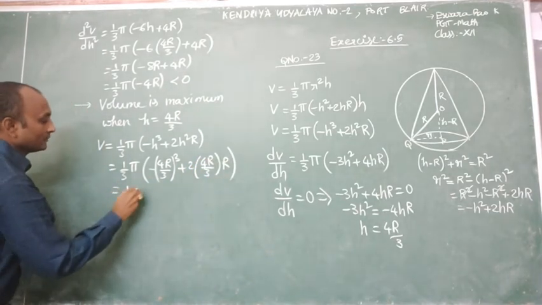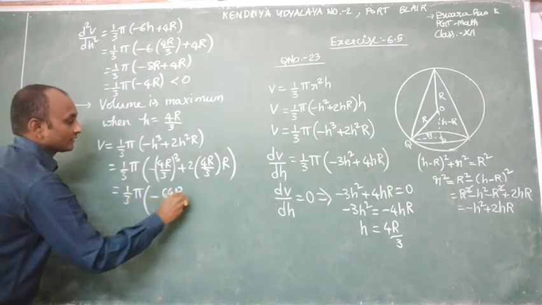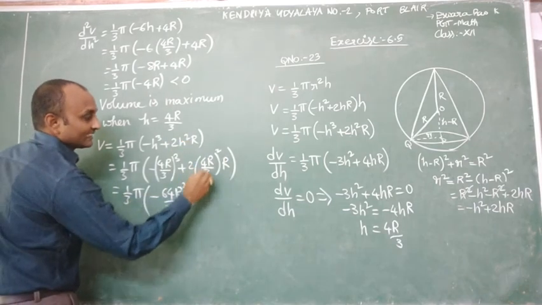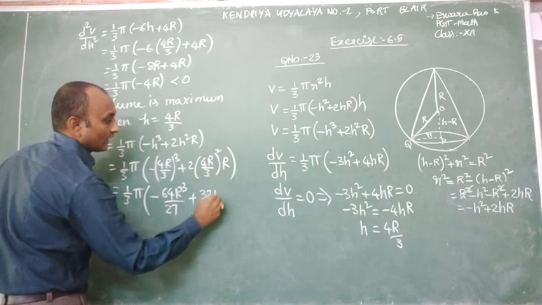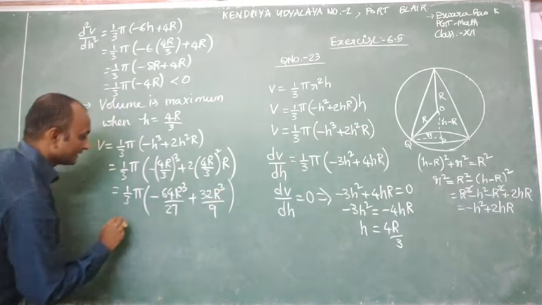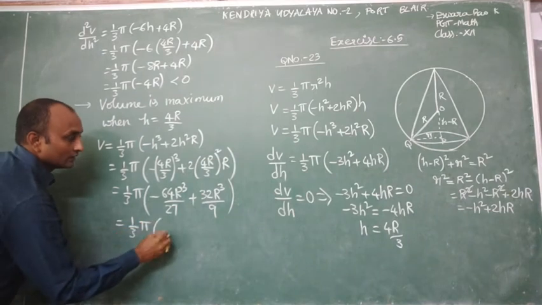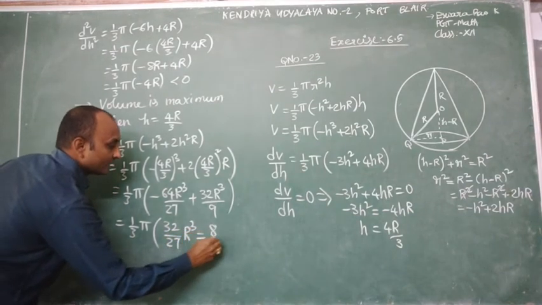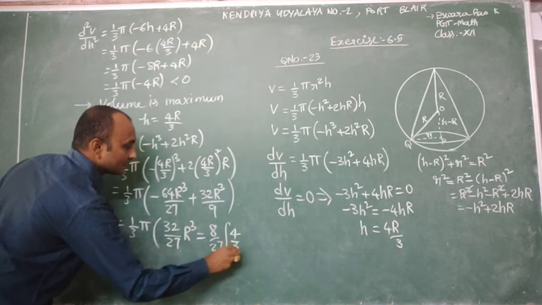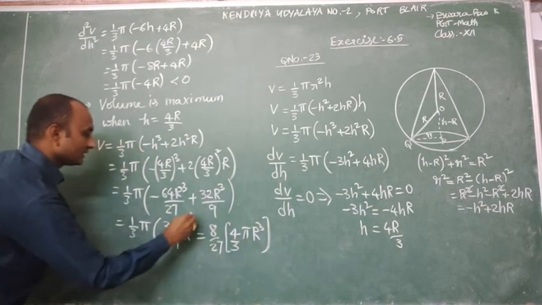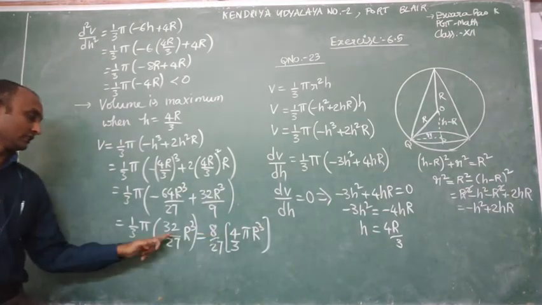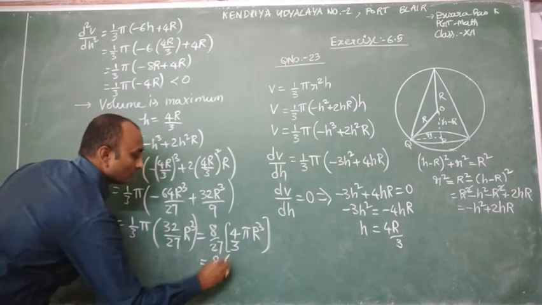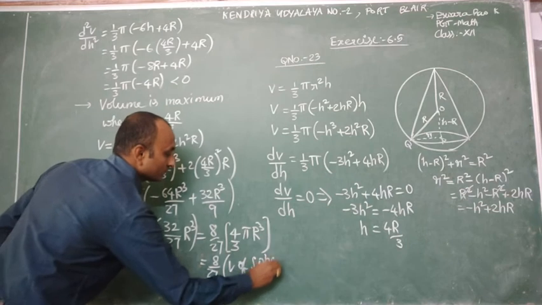So, simplify. 1 by 3 pi into minus 64R cube by 27 plus, here whole square because h square is there, 2 into 16, 32, R square into R, by 9. After calculation, I get 1 by 3 pi into, it will be around 32 by 27 R cube. This can be written as 8 by 27 times 4 by 3 pi R cube, because 8 4s are 32 in the numerator, 27 and 3. So that means it is 8 by 27 times volume of sphere. Hence proved.